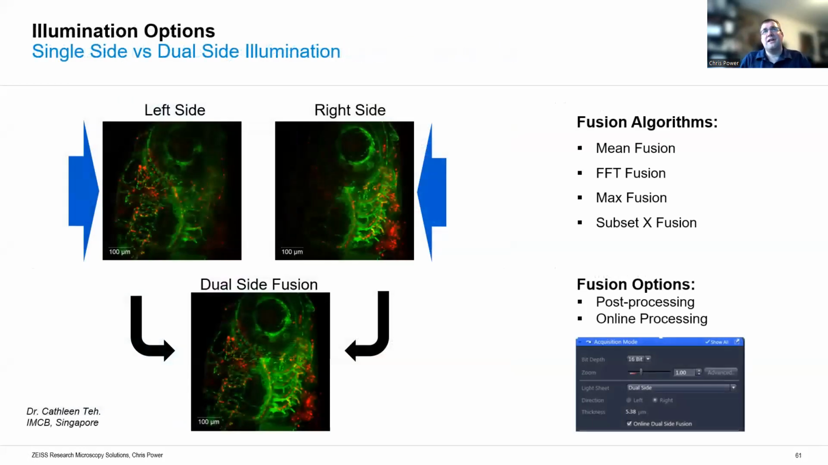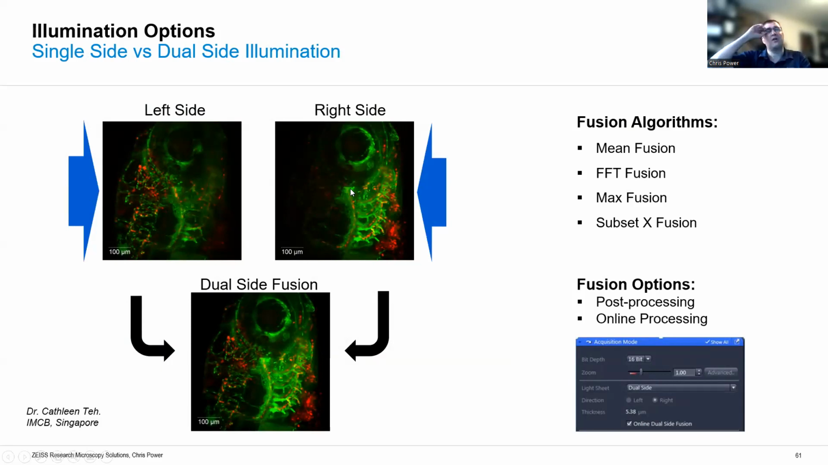Now, of course, light still has a maximum depth of penetration in uncleared samples. Here you see a zebrafish, and the scale bar here is 100 microns, so this is about 600 microns across. Here, more so in the right image, also a little bit in the left, you see the light gets about 300 microns and then it begins to scatter.